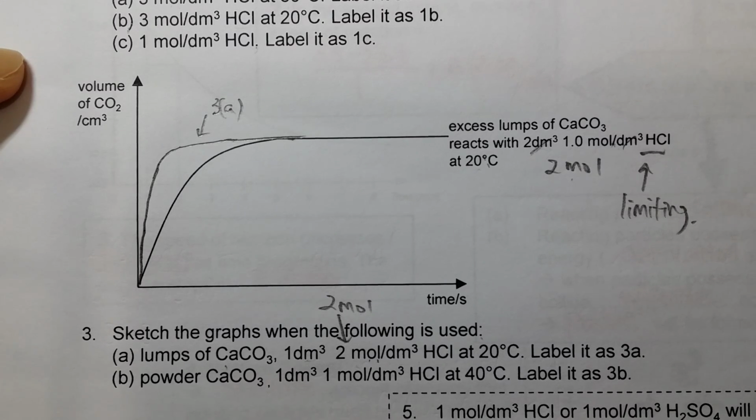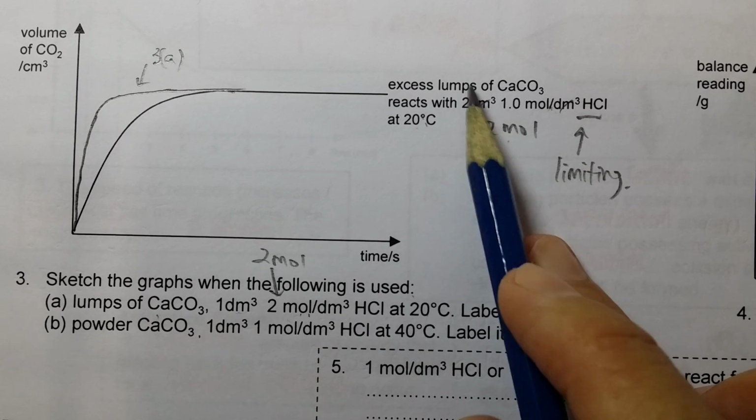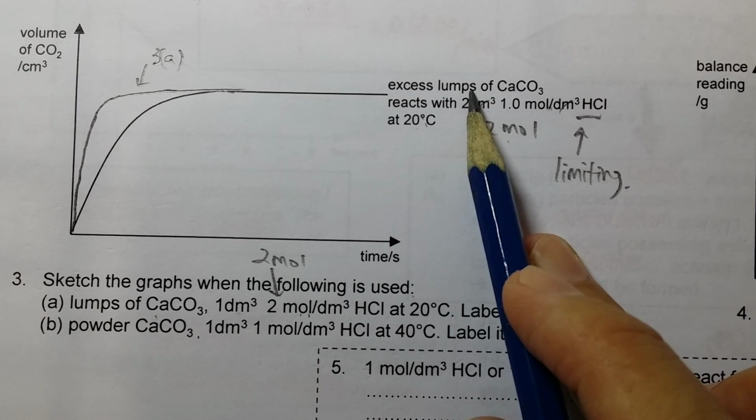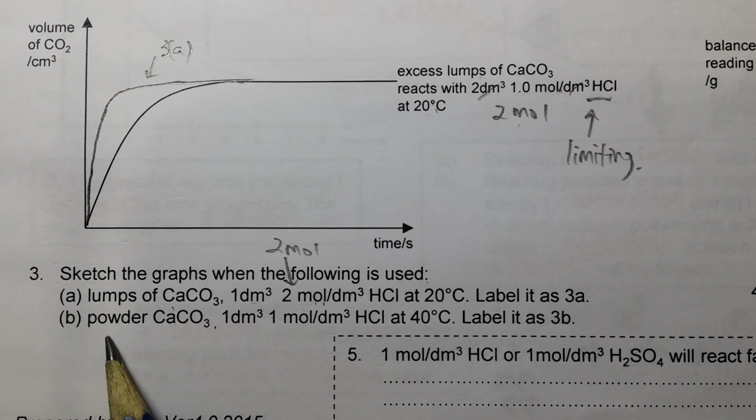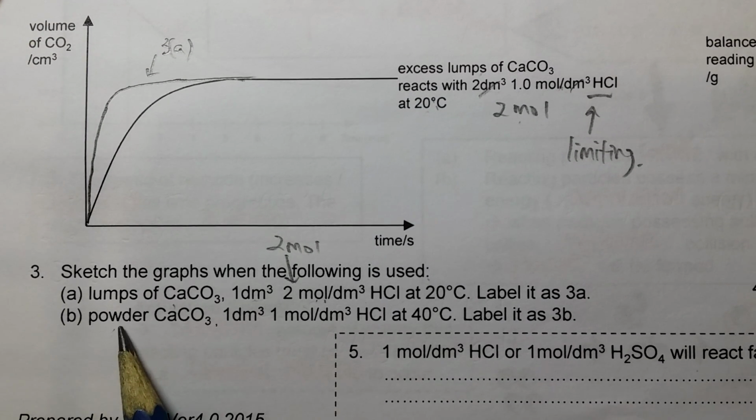How about 3B? 3B is powder. This is lump. Lump means very big piece. This is powder, which means smaller particle size. Smaller particle size, the speed of reaction will be faster. So smaller particle size faster, also higher temperature, also faster. Concentration, same. So higher concentration, smaller particle size, so 3B would be faster. Okay, 3B would be faster.